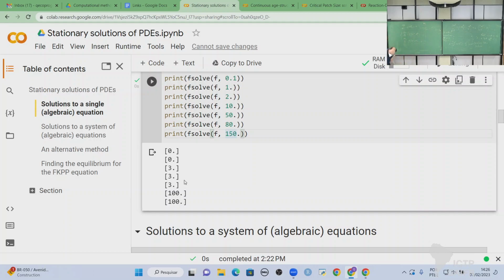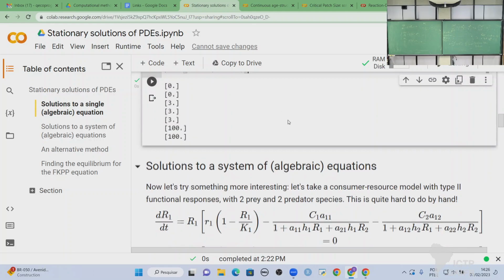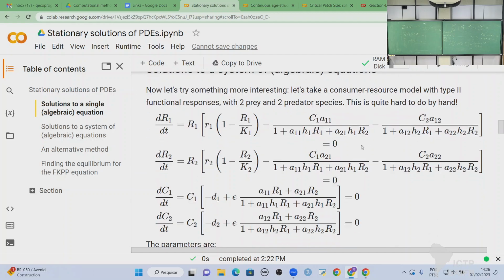So I was doing this just to illustrate how to use fsolve and how the solution depends on the initial guess, not the initial condition. Okay, so let's try something harder, something that you wouldn't be able to do by hand. So I wrote here a nice system of equations. What do you think about this?